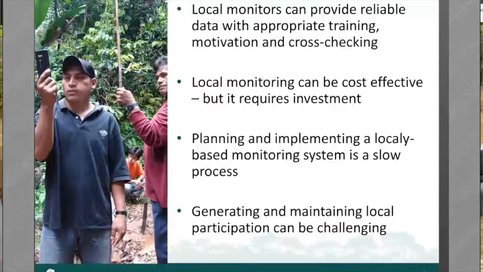And another lesson is that generating and maintaining local participation can be challenging. That relates to the previous bullet point. It takes a little bit of time to get people involved and motivated, and the motivation needs to come from within. And the challenge in this last bullet is to keep the motivation ongoing. So that involves appropriate incentives, benefits that accrue to the community.